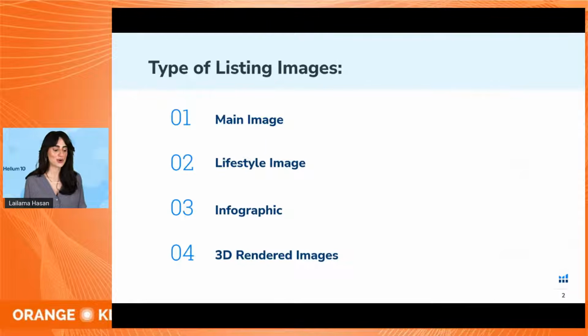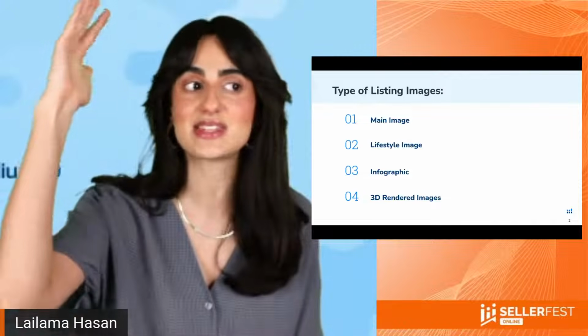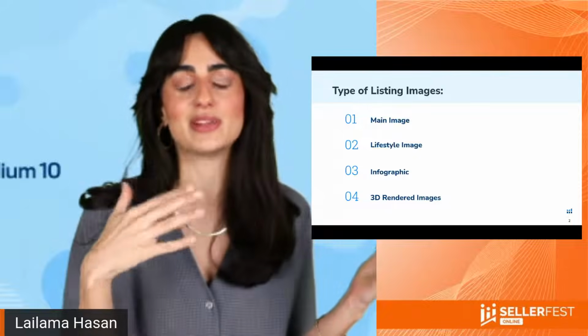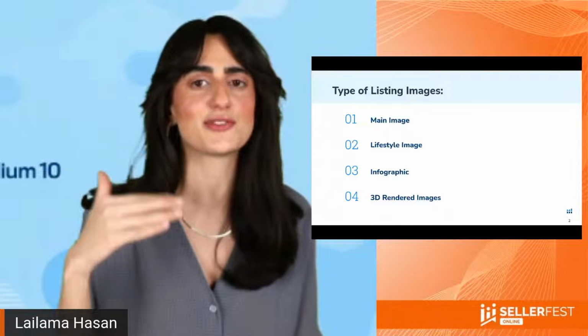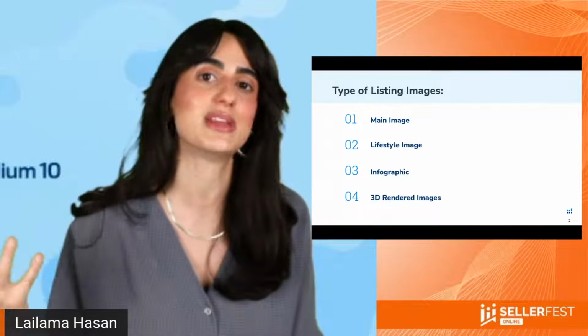All right. So let's begin by talking about the different types of listing images, which are your main image, your lifestyle image, your infographic, and lastly, 3D rendered images. Now, I'm just going to start with how a customer's journey starts. As soon as they search for a product on Amazon, the first thing they see is a list of main images. Among the huge search listings, they're going to see so many different listings. And the first thing they'll really see is the main image. So that's where the importance of the main image comes from.